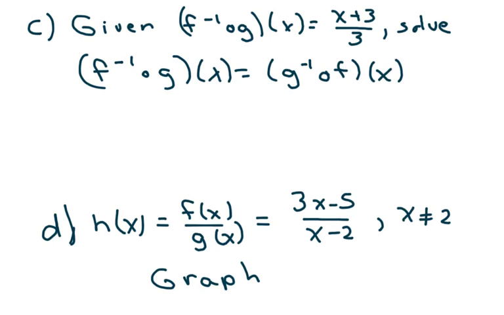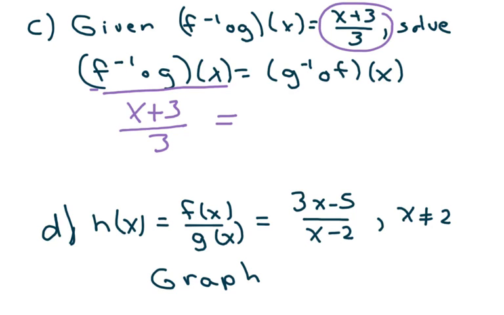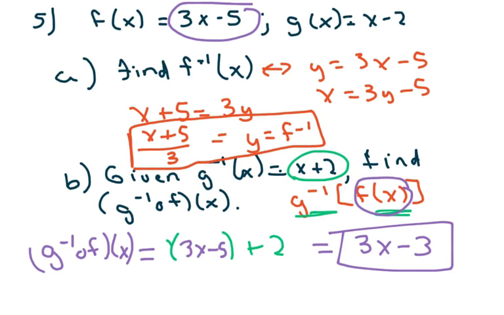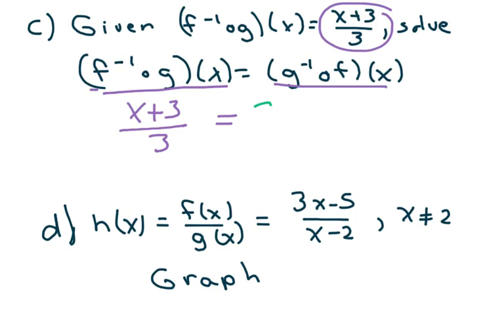Okay. Now, they said given that f inverse of g of x equals this, solve this. So basically, they're giving you this, so write that down. That's x plus 3 over 3, and they want you to solve it with this, which we already did. That equals 3x minus 3. So write 3x minus 3. You can cross multiply here, and you get x plus 3 equals 9x minus 9.